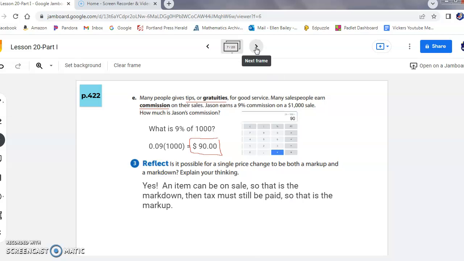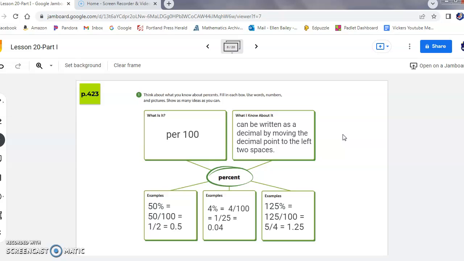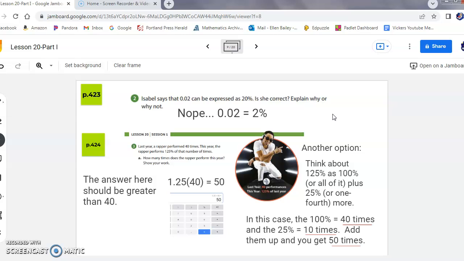All right, let's take a look here at page 423. What I'd like you to do right now is pause the video and write each of these things into the graphic organizer on page 423. So pause right now and get that into this graphic organizer. All right, hopefully you have that all in.